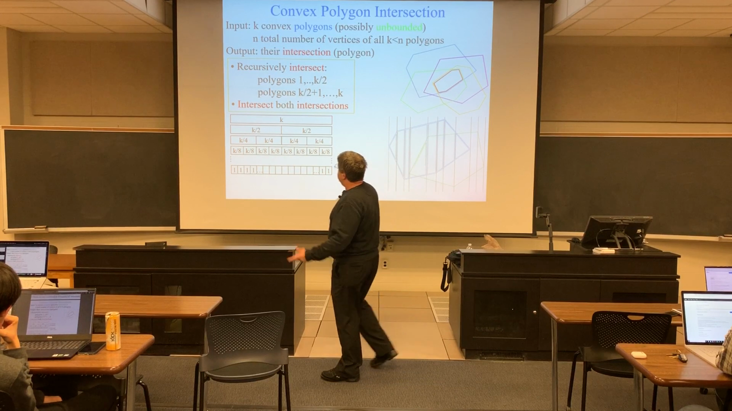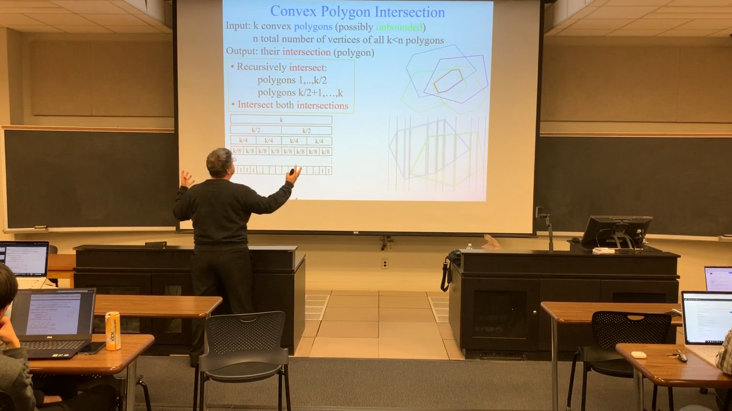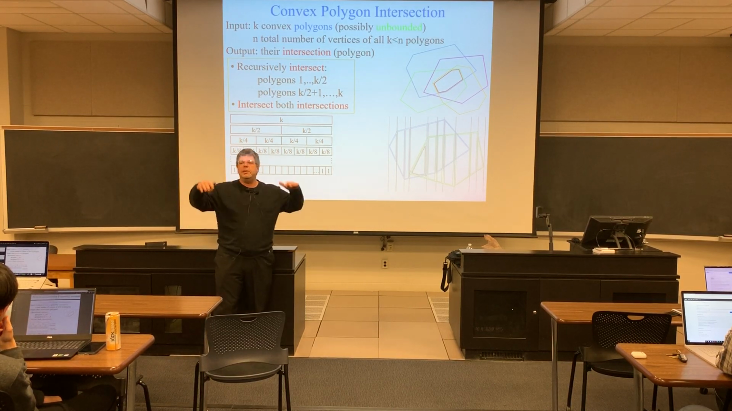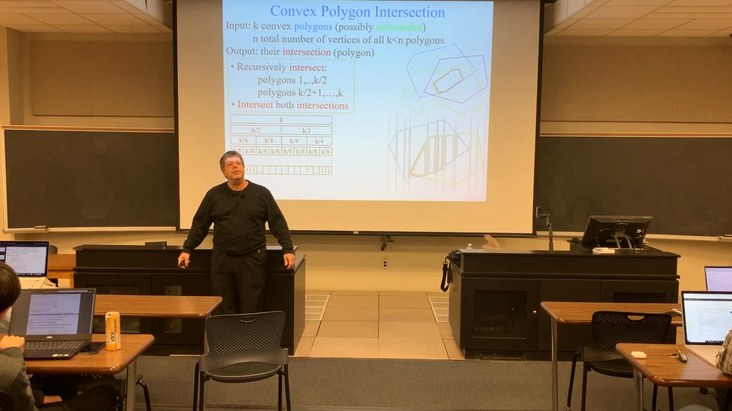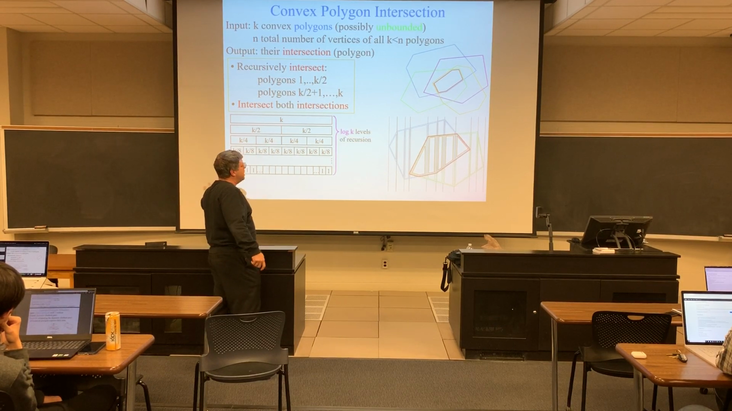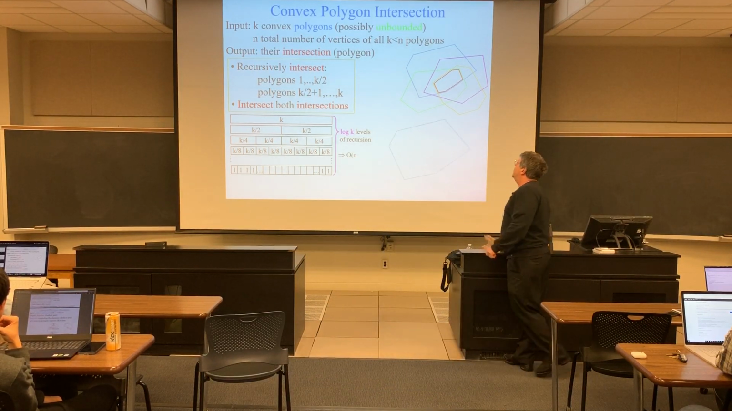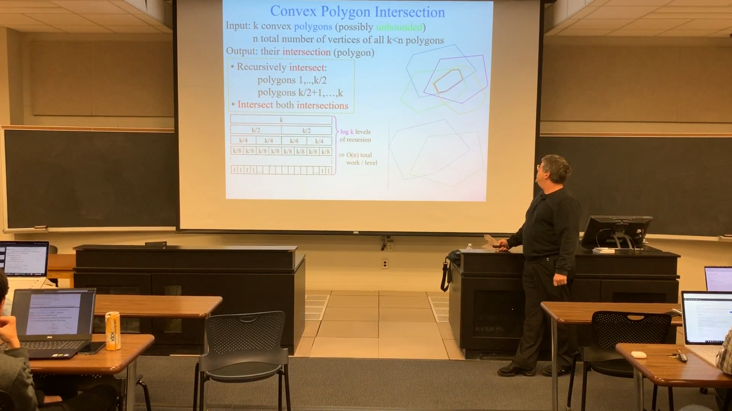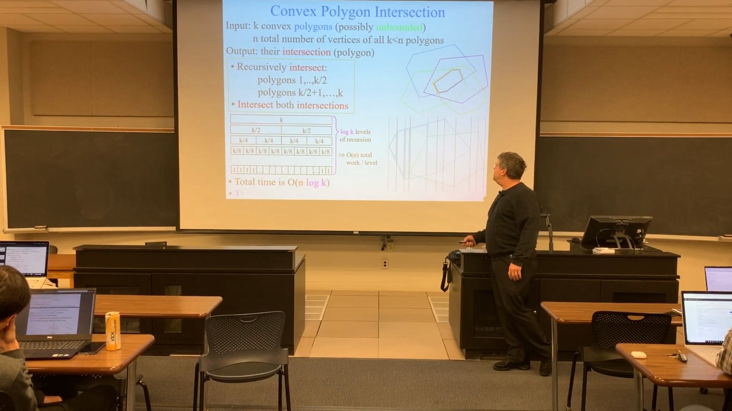And at the very bottom, you're intersecting just pairwise. And so you're doing a linear amount of work at every level, and there's k polygons, right? So how many levels do you have in this kind of recursion, divide and conquer? You have log of k. So the total amount of work you're doing is log k levels times linear per level, just like merge sort. And so the total amount of work is n times log k. Okay. And again, the base of the recursion is just pairwise intersections. Total time n log k.